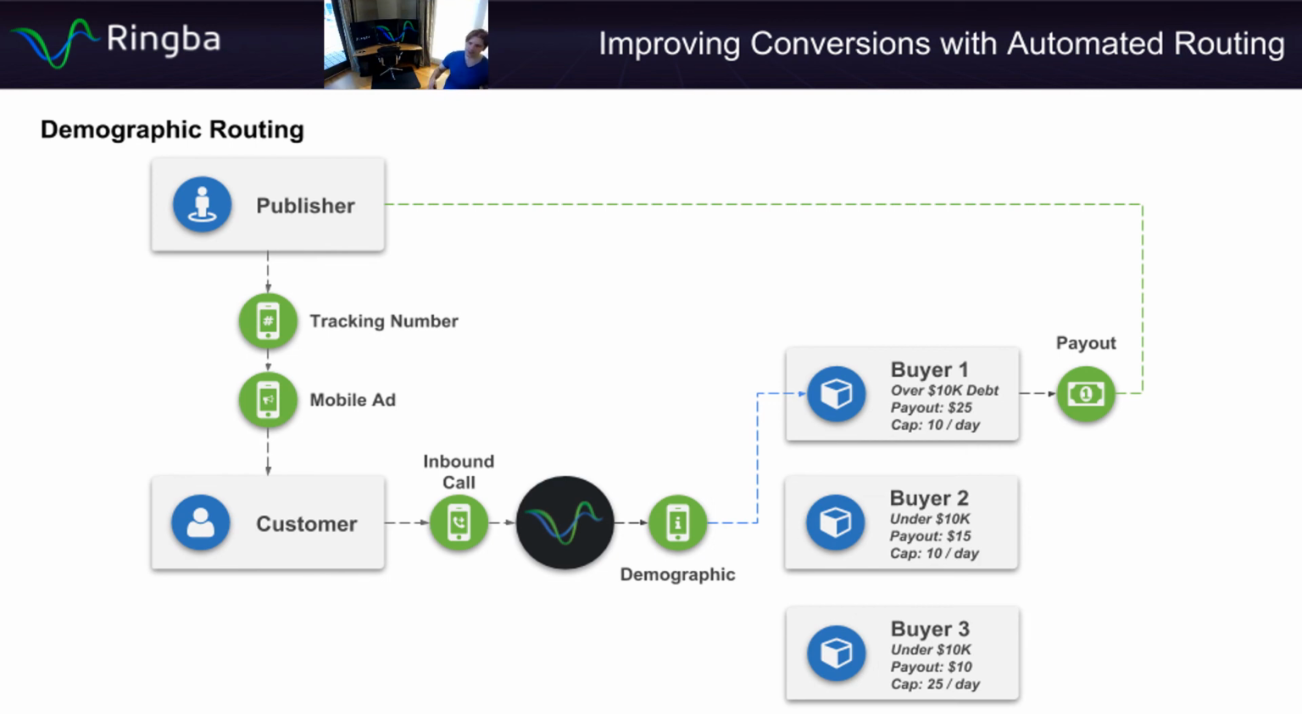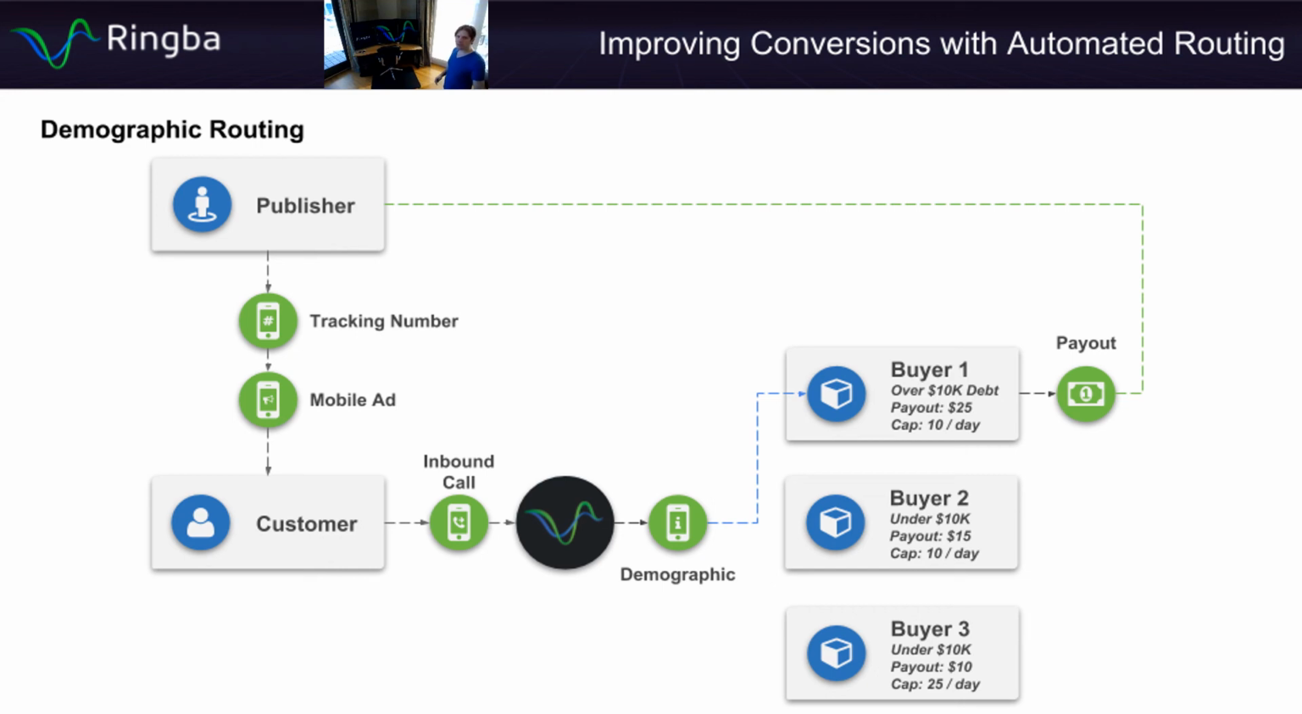And so in the debt scenario, a lot of times this is done with IVR, but it's still considered a demographic. You're still looking at some type of qualification criteria to get this person to the right buyer. So in this scenario, let's say the caller has more than $10,000 in credit card debt, and they selected that through an IVR. Buyer 1 here in this example, they'll take over $10,000 in credit card debt or unsecured debt. They're going to pay $25 for that, but they can only take 10 per day.